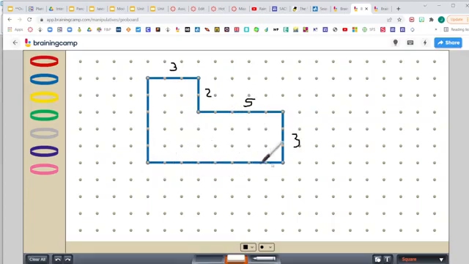This line is the exact same length as this line plus this one up here. See how all three of these lines are parallel to each other? That means they'll never intersect. So 5 plus 3 is 8. So this line right here should be 8 units long. Let's count and make sure. 1, 2, 3, 4, 5, 6, 7, 8.